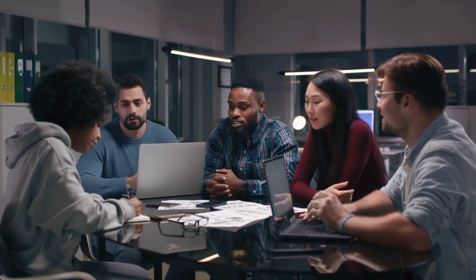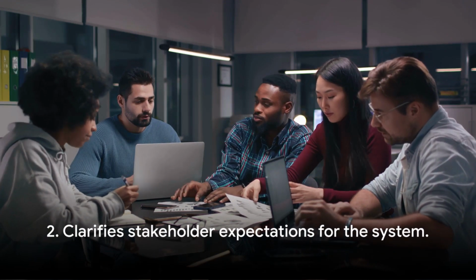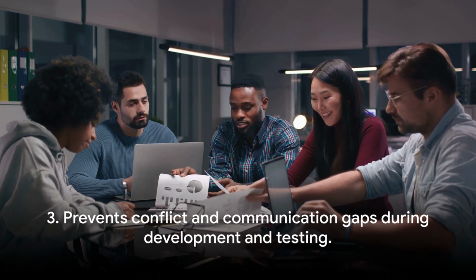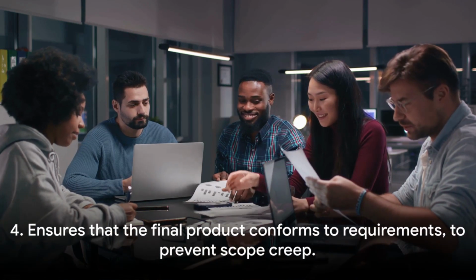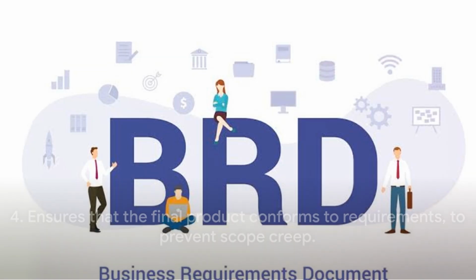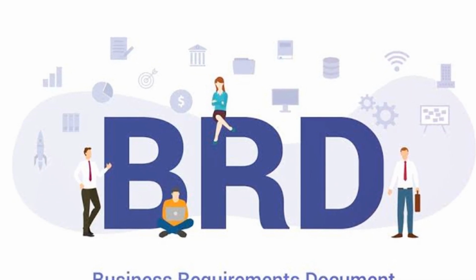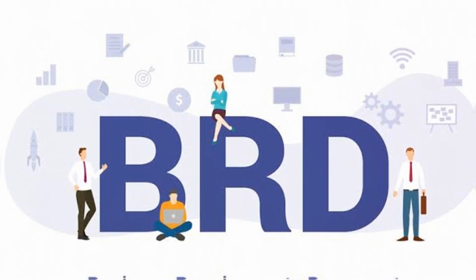1. Clarifies the overall vision and the functional and non-functional requirements of the system. 2. Clarifies stakeholder expectations for the system. 3. Prevents conflict and communication gaps during development and testing. 4. Ensures that the final product conforms to requirements to prevent scope creep. The deliverable for this phase is what we call the BRD document, business requirement document.